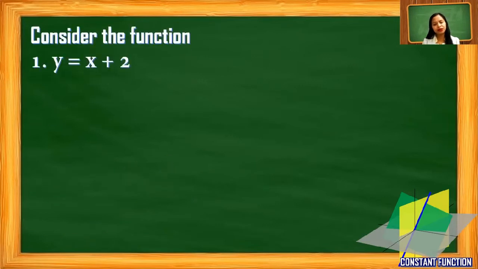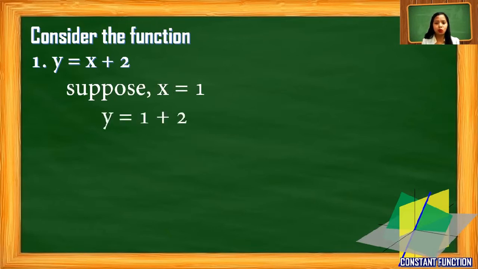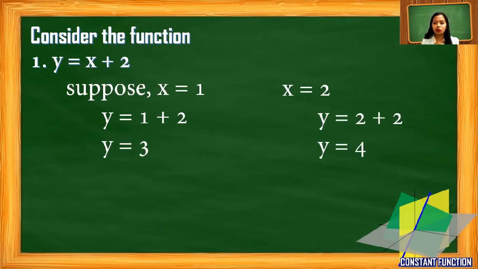Okay, so let's consider this function. y = x + 2. So let us try to find out what the values of y are, or is there only one value of y. So suppose we have the value of x equal to 1. To get the value of y, we are going to substitute the value of x = 1 into our function. So y = 1 + 2, and that is equal to 3. So from that value of x, we have 3 as the value of y. Another, suppose we have the value of x equal to 2. So y = 2 + 2, and that is y = 4.